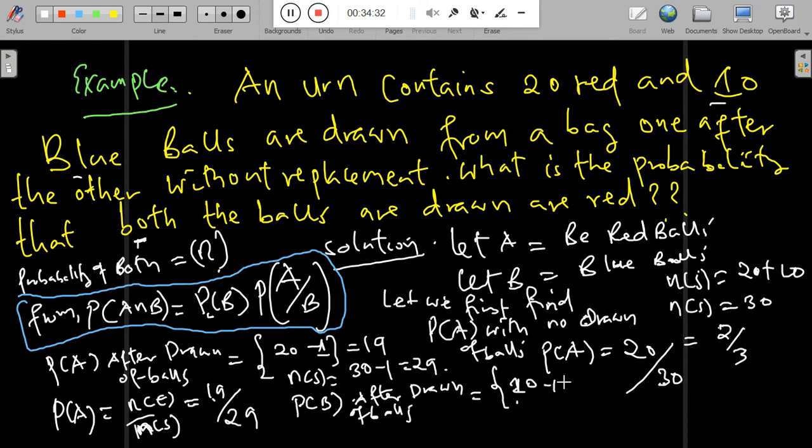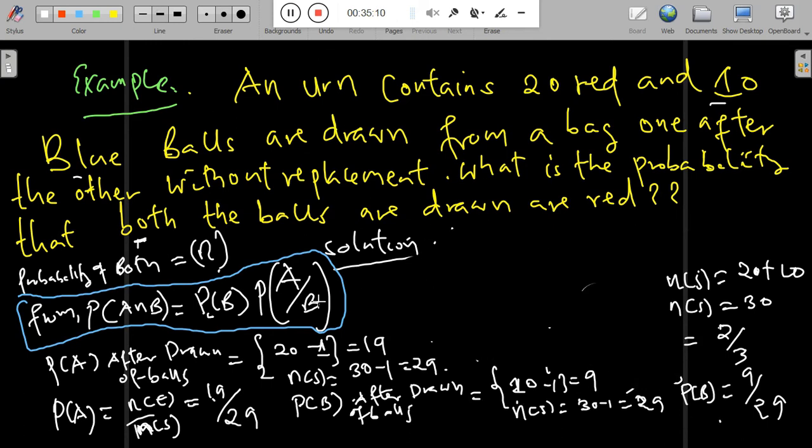Now we need to find the probability after the draw of the balls. That is the probability of B. Now from the second ball that contained 10 of the blue balls, we remove 1. And the total number of sample space, remove 1. So when you remove 1, it will be 10 minus 1 is equal to 9. So 9 over 29, as you observe. So the probability of B after the drawn of the balls is equal to 9 over 29.